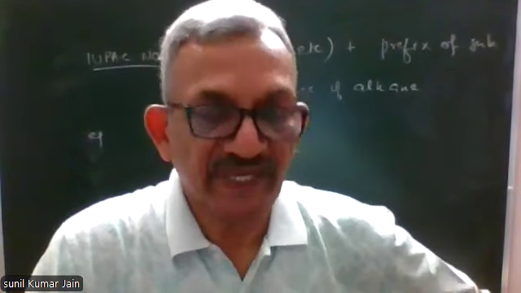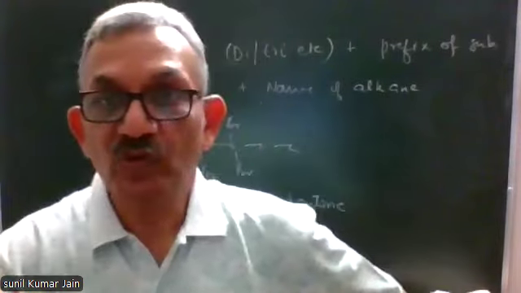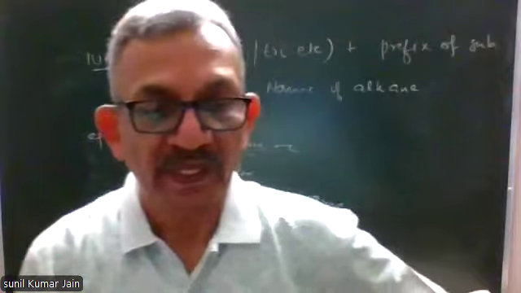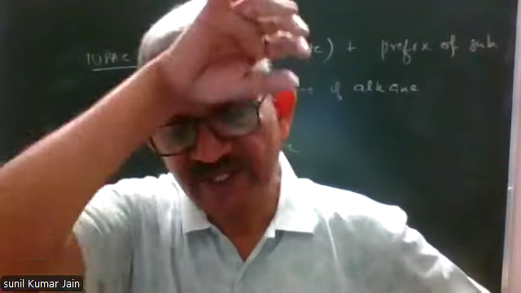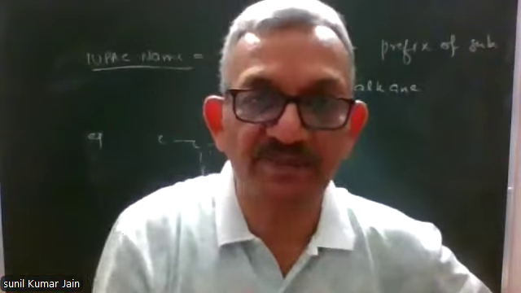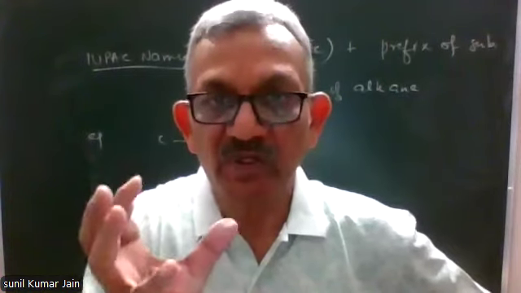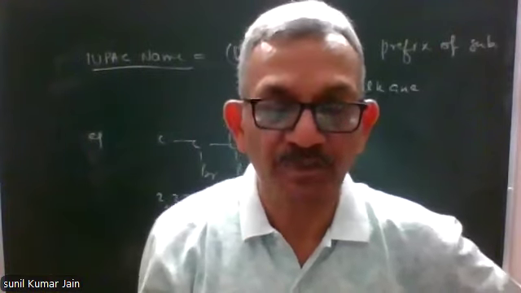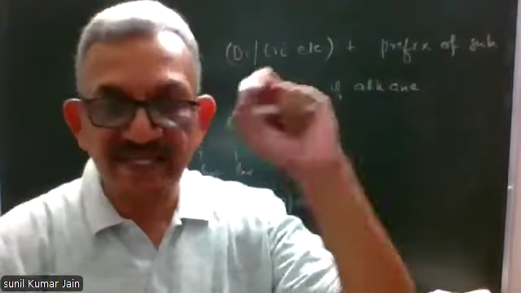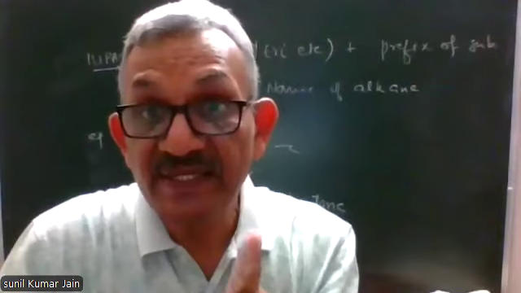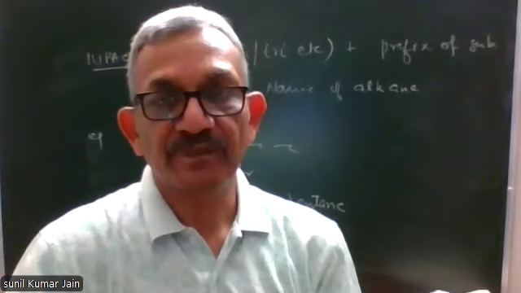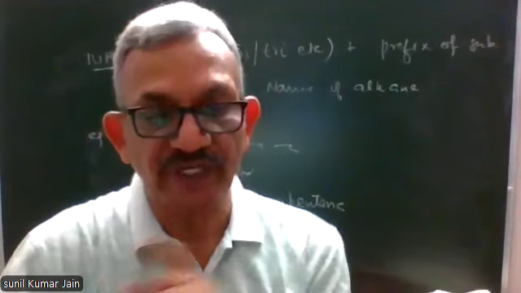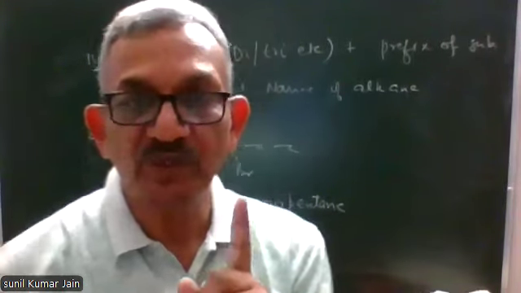Next rule, rule number 8. Now this rule is specifically for the CHO group, the aldehyde group. This rule says that if the CHO group is a secondary substituent, it means in the molecule there is a functional group of higher preference than CHO. So if CHO is a secondary substituent and it is a part of the longer chain, then the prefix oxo is used for it.